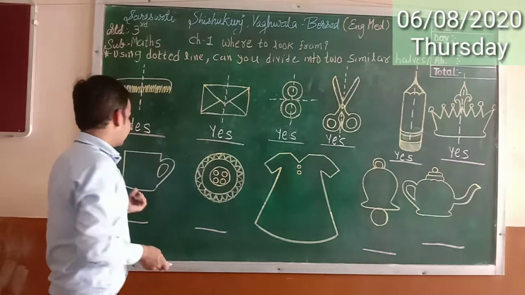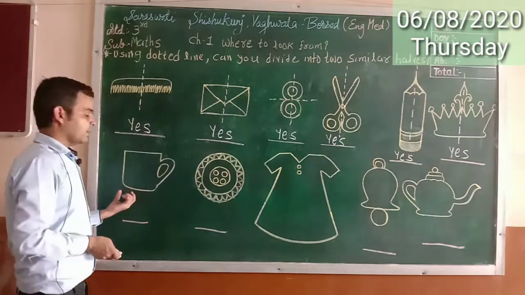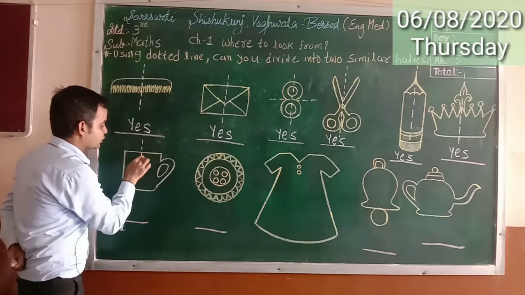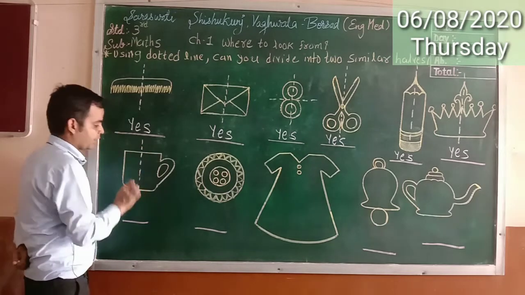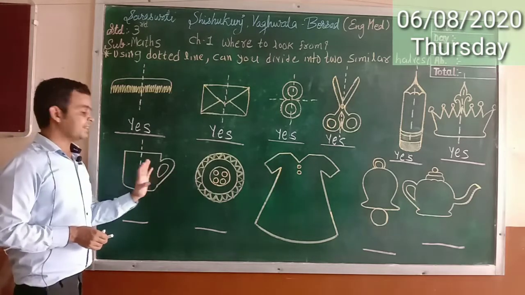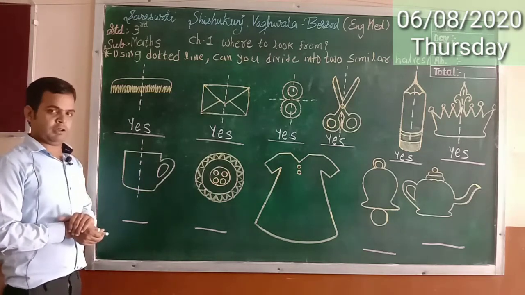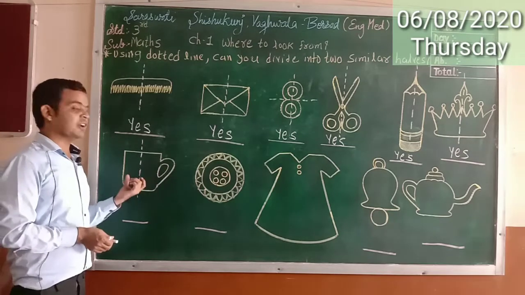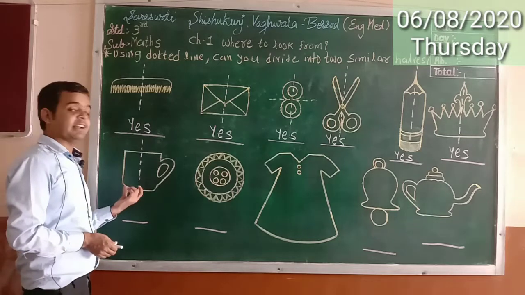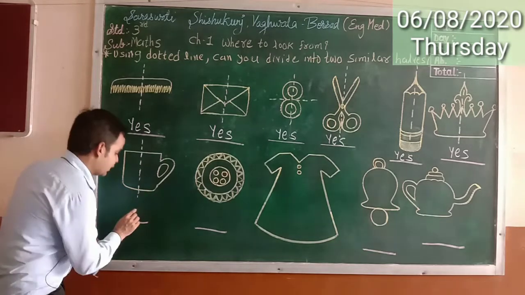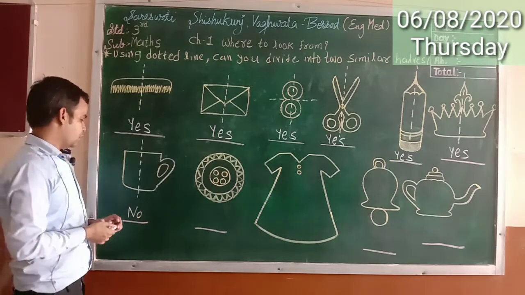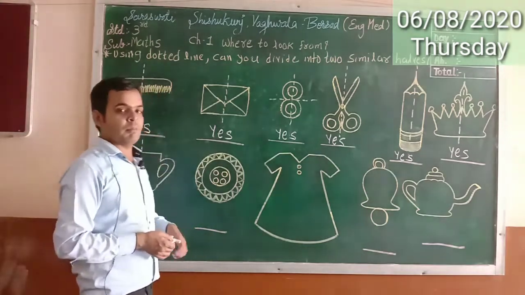Okay, now let's see the next figure, cup. If I divide this cup using a dotted line, now observe the figure, the left side and right side, both sides are equal? No, both sides are not equal, so we can say that this figure is not mirror halves. So here our answer is no, right?